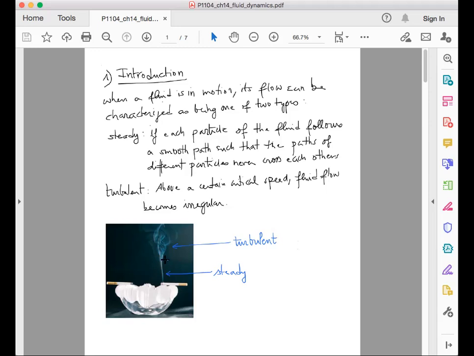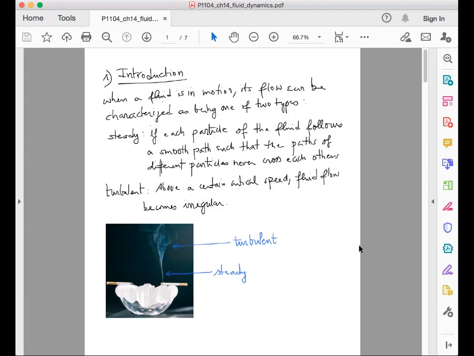And then at some point, when the particles start to have some speed, their speed increases, and above a certain value of the speed, the particles start to cross from one line to another. So the lines which were parallel in the steady flow start to be mixed, and the flow in general becomes irregular, as we can see here in this picture. So when it becomes like that, we call it turbulent. So that's why we have to always differentiate between turbulent and steady.